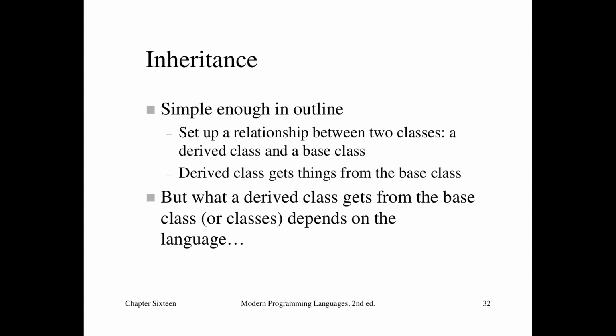Inheritance itself, in a class-based system, is really simple to think about. It's just a relationship between two classes where one derives from another. So we have a class that we derive from a base class. The derived class acquires fields and methods from its base class. The question becomes, what do we actually get? And this becomes language dependent. I would say that there's really no common concept of what we would gain through inheritance.